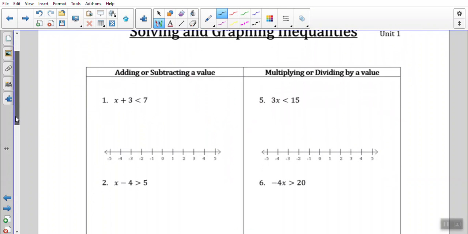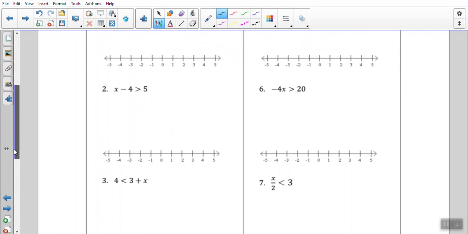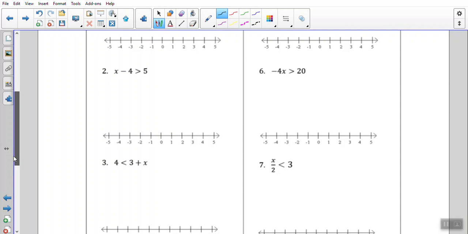Alright, so we have here some adding, subtracting, multiplying, dividing problems. Let me go through these four: number 2, 6, 3, and 7. I'm going to go through these four and then I'll show you some other examples on the next page. Alright, so here we want to get this x by itself, so we need to add 4 on both sides of my inequality.